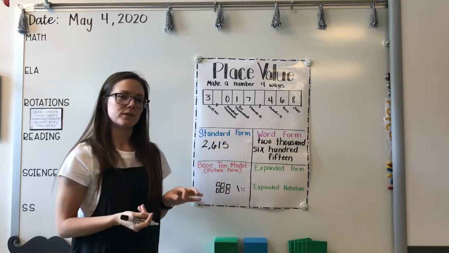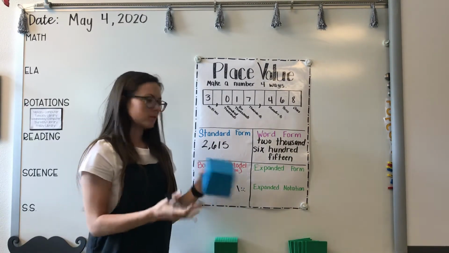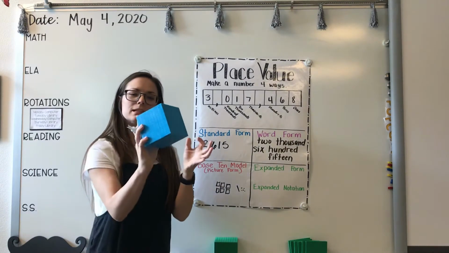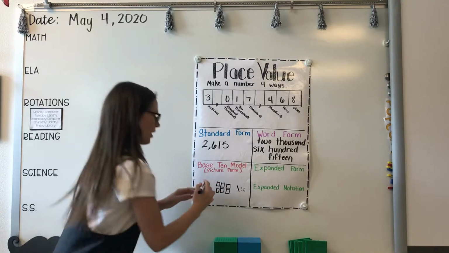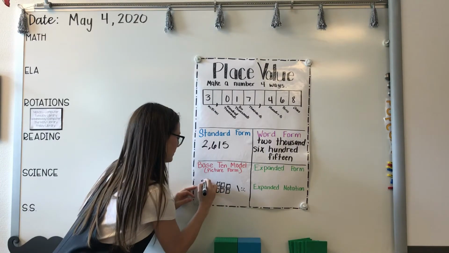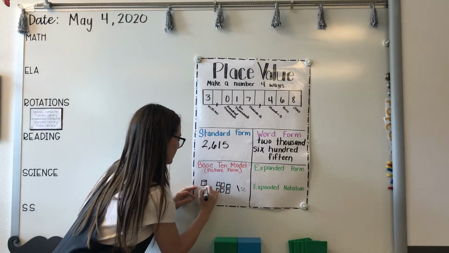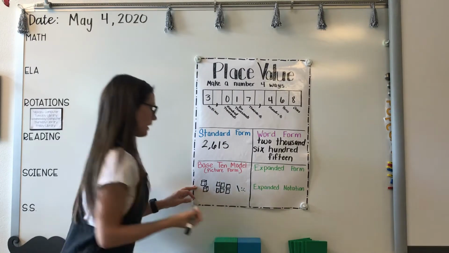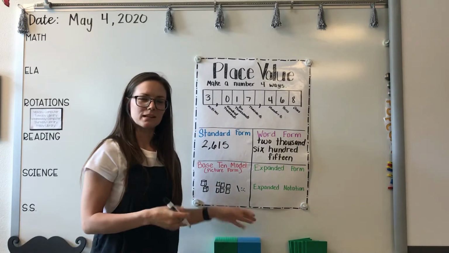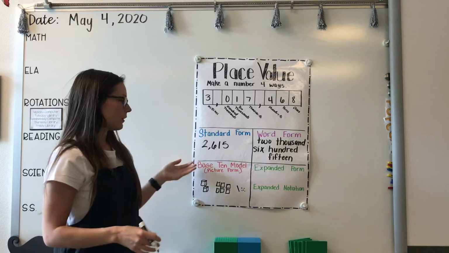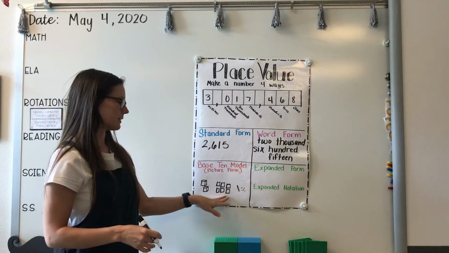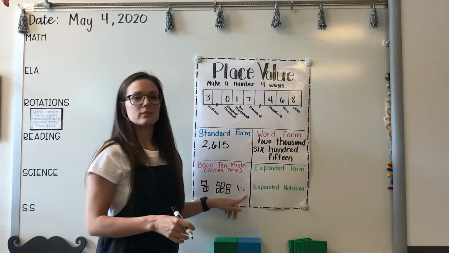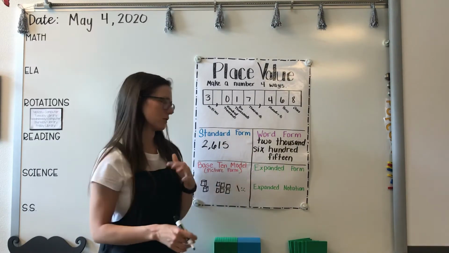And now I'm ready to move on to the thousands. Thousands in base 10 blocks look like these, so a large cube. Don't worry if you're not an excellent artist, neither am I. I'm just going to draw something that in my mind represents this 1,000, and I'm good to go. So now in our picture form, we've got 2 thousands, 6 hundreds, 1 ten and 5 ones, 2,615.